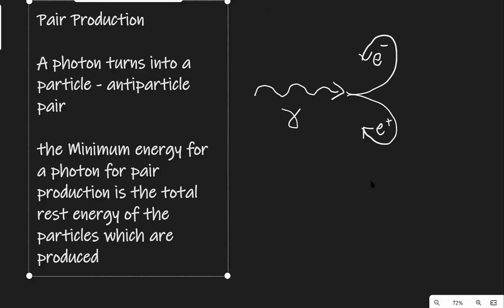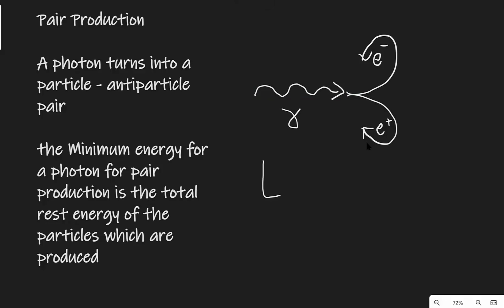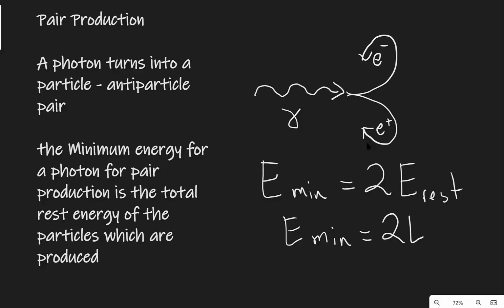Now, the minimum energy for this to happen is that the minimum energy of the photon, which once again is given by hf or hc over lambda, has to be equal to at least twice the rest energy of the particles. This is typically given by E naught, by the way, so we can say that E min is equal to twice E naught.